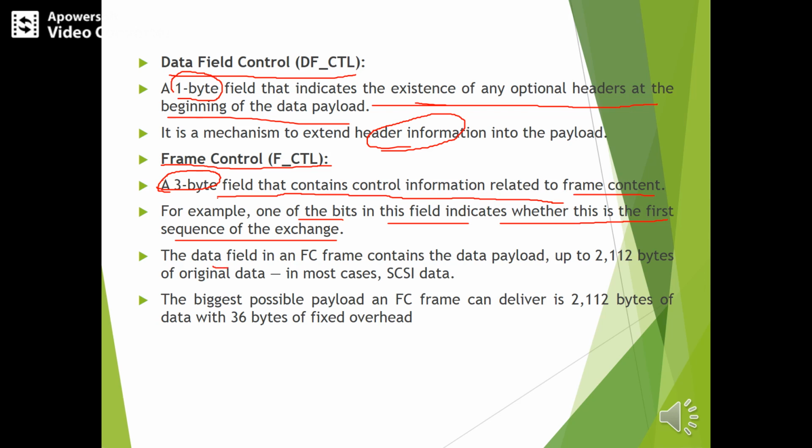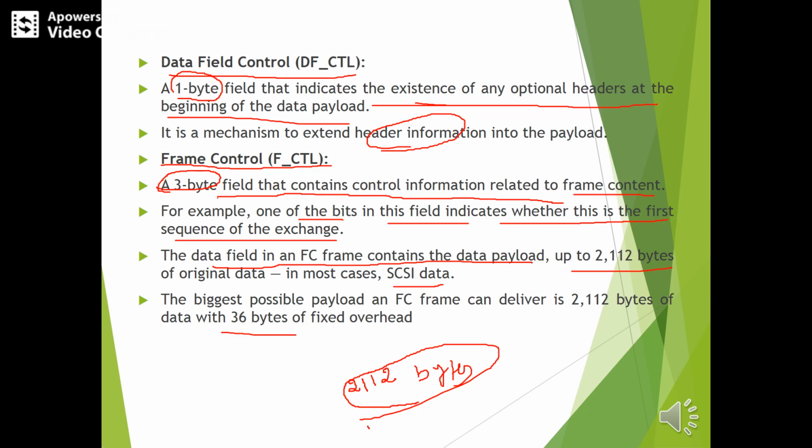So next comes the data field. An FC frame contains a payload of up to 2112 bytes. So the maximum payload we can consider within an FC frame is 2112 bytes of original data, in most cases the SCSI data. The biggest possible payload an FC frame can deliver is 2112 bytes of data, with 36 bytes of fixed overhead.